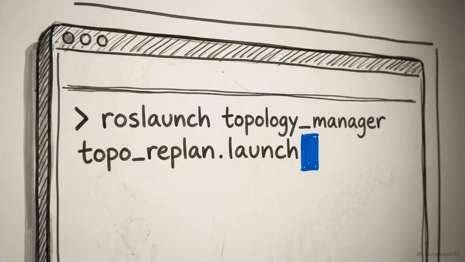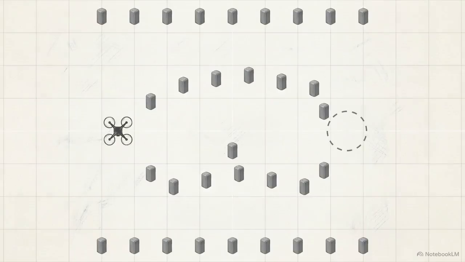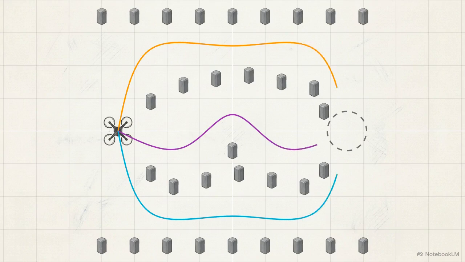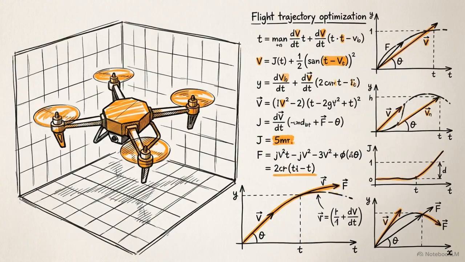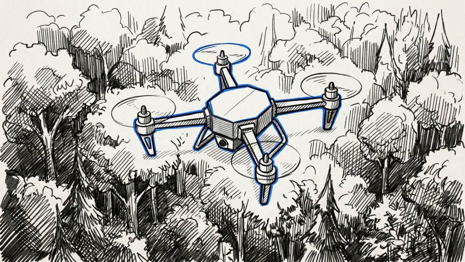For a different approach, you can swap the launch command from kino_replan to topo_replan.launch. This runs a topological path searching algorithm, exploring multiple distinct routes through the full map to find the best option. By setting up and mastering this virtual workflow, you create a safe environment to test and validate these advanced flight algorithms before ever risking a physical quadrotor in the real world.